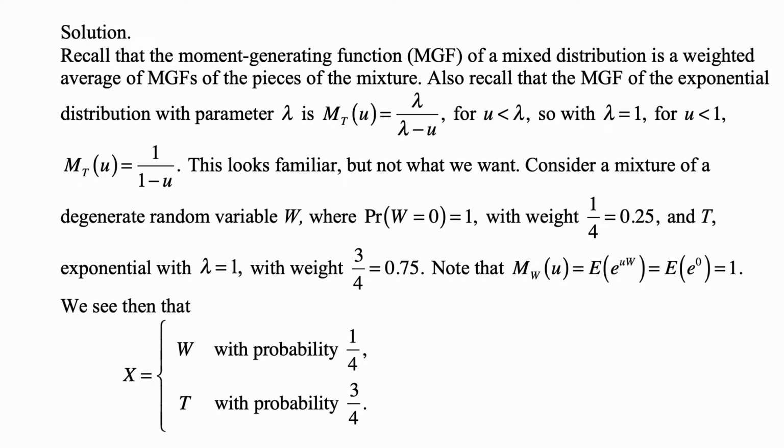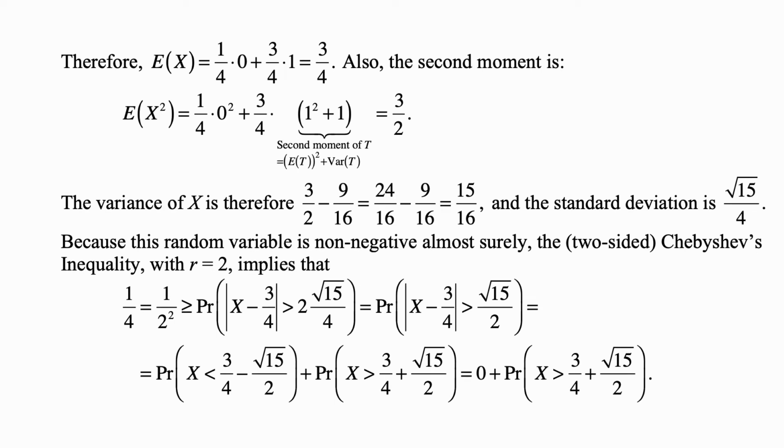So we see that X is equal to W with probability 1/4 and T with probability 3/4. So X is a mixture of this discrete degenerate random variable and the exponential random variable with hazard rate of 1, which also means that its expected value is 1. And therefore, the expected value of X is equal to 1/4 times 0 plus 3/4 times 1, because the degenerate random variable concentrated on 0 has the expected value of 0, and the exponential has the expected value of 1. And that's equal to 3/4.